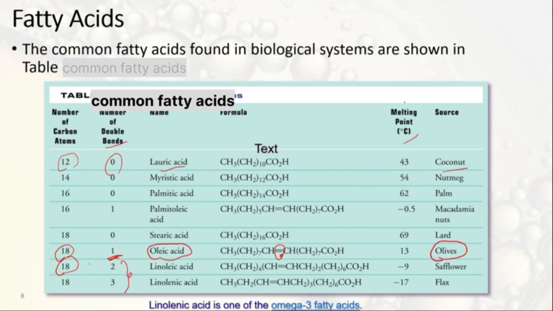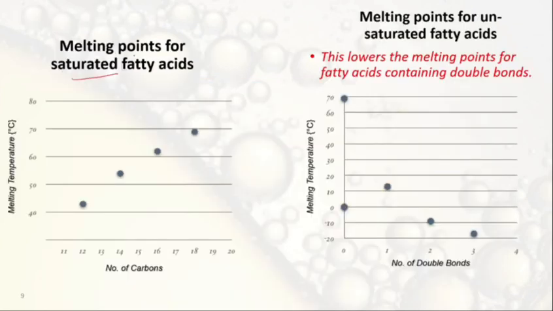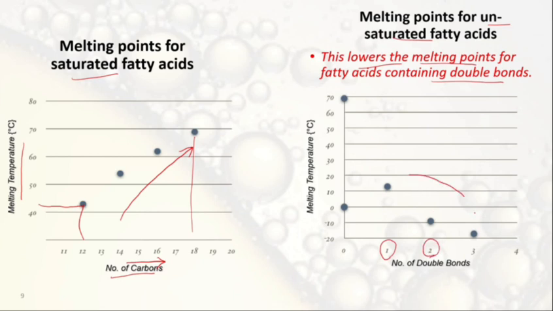The melting point also plays a major role. I'll explain how melting points differ in saturated and unsaturated fatty acids. If you consider a saturated fatty acid, this is the graph. On the x-axis you will see the number of carbons and the y-axis is the melting temperature in degrees Celsius. As the number of carbons increases, the melting point also increases. If the number of carbon atoms is 12, the melting point will be around 42 or 43. But if the number of carbon atoms is 18, the melting point will increase to 70 degrees Celsius. Whereas in unsaturated fatty acids, with an increase in double bonds, the melting point gets lower. From here you can see that if there is an increase in double bonds, you'll see a decline in the melting temperature.